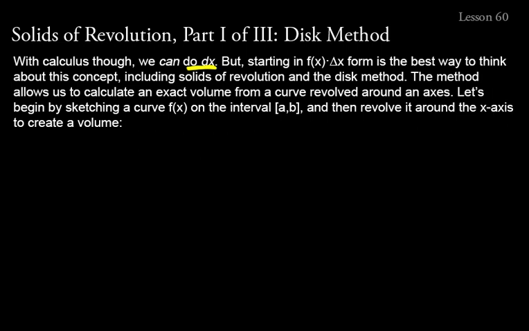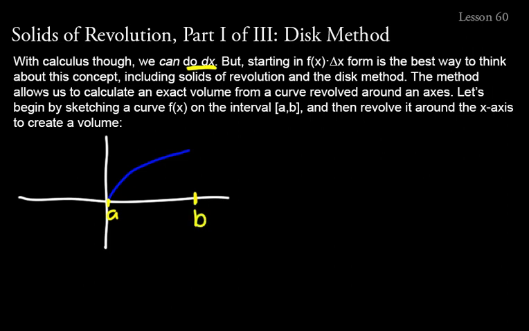Make an xy axis on your paper and sketch some sort of curve, maybe something like that. And we'll say that that's over the interval from A to B. Okay? Now let's revolve that around the x-axis to create a volume that has that pattern to it. So what we want to do is let's just do that discretely, delta x by delta x right now.